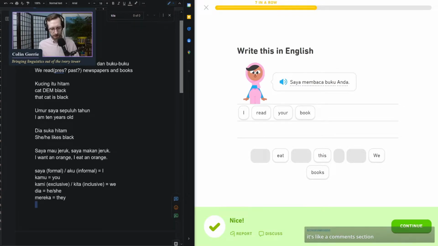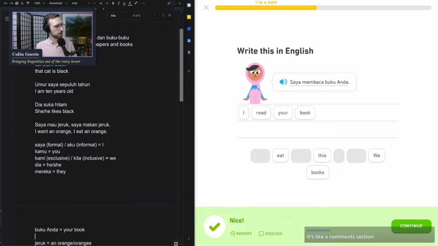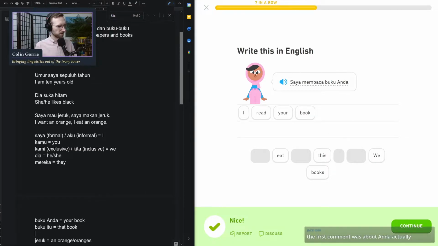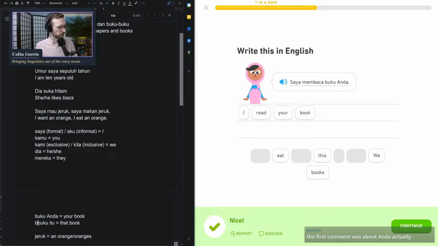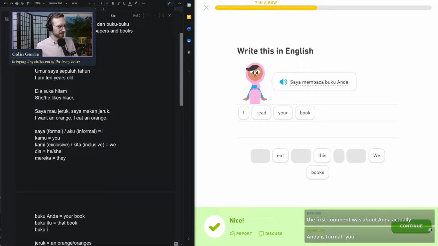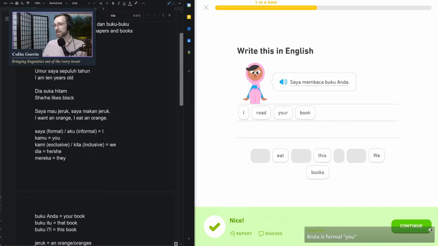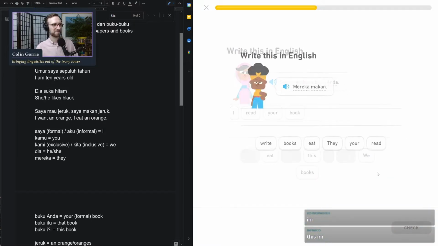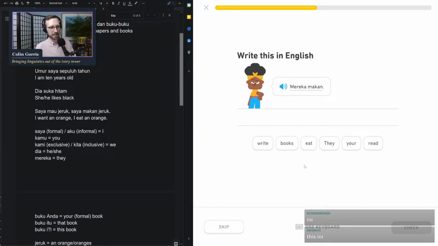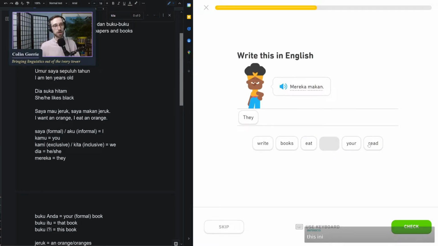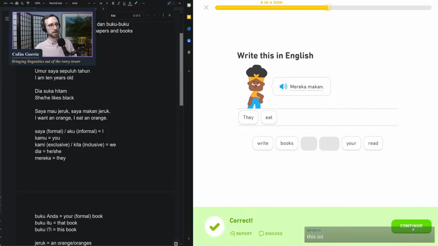Buku Anda. Your book. Buku itu. That book. What was this again? Buku ini, was it? Something like that. Anda is formal "you." That's why it's given the capital letter, presumably. Formal. Book. Mereka makan. They eat.